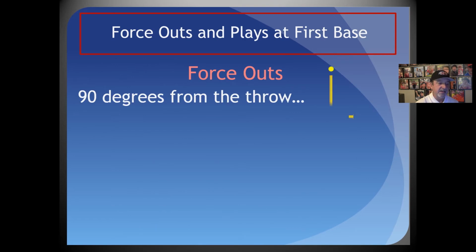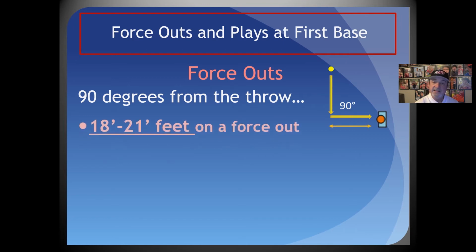So force outs, understand what 90 degrees from the throw means. It literally means exactly that. So here's a very quick graphic. You've got our umpire there. You see our 90 degrees. Here's the throw coming in, let's just say from second base or wherever. That's what we're talking about, that 90 degrees from the throw. 18 to 21 feet, of course, on a force out.